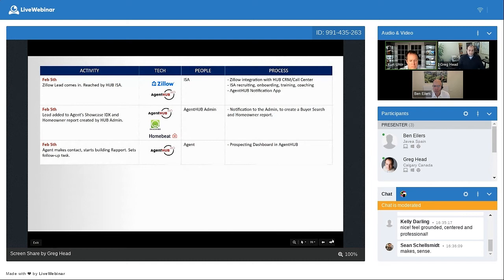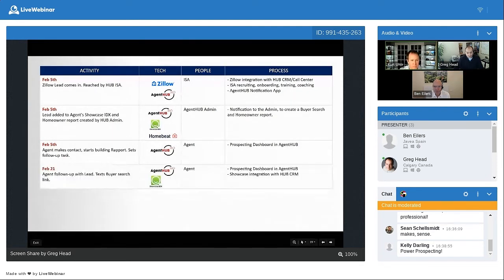later that day, the agent makes contact, starts to build rapport, sets a reminder to follow up based on their conversation. Okay, that was the agent. And what was that agent doing at that point in time? One of their three roles. They were prospecting, right? You see how they're not involved up here in these first two steps. They're prospecting.